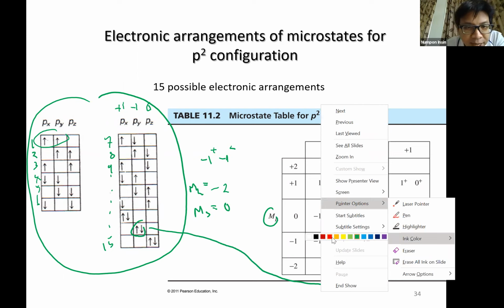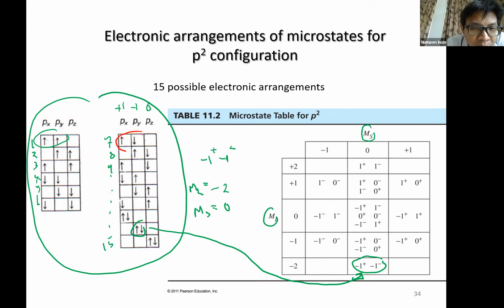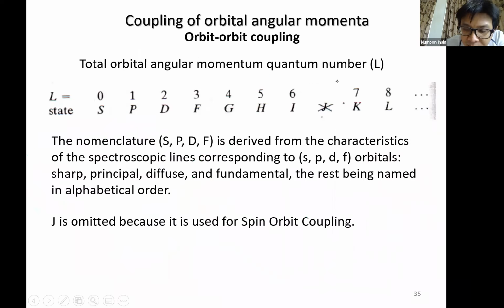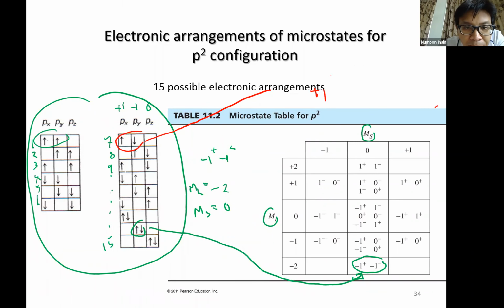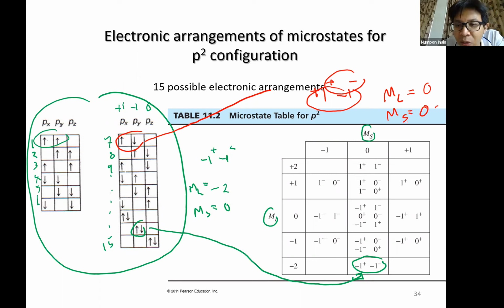Okay, let's try another example. So for example, this one, it would be plus 1 spin up, and minus 1 spin down. So the combined ML is going to be equal to 0, and MS is going to be equal to 0. So 0 and 0 is going to fall into one of these. So it is actually this microstate. This is the microstate that I'm talking about.